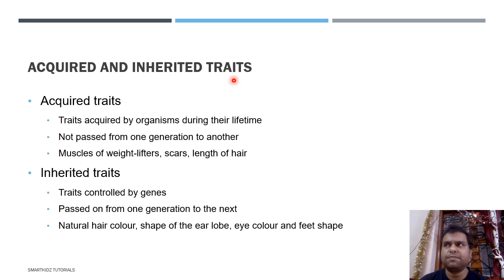That could be gaining a degree or learning something new, or as mentioned over here, the muscles of weightlifting. So you go to the gym, you get your muscles. Doesn't mean that your children will also get those muscles. No, not at all. Then maybe if you cut yourself or burnt yourself, you receive a scar. That scar is not passed on to the next generation. You don't have to worry about that.